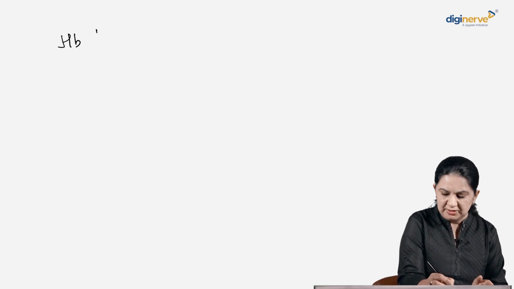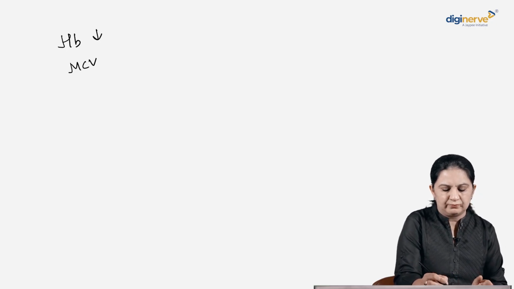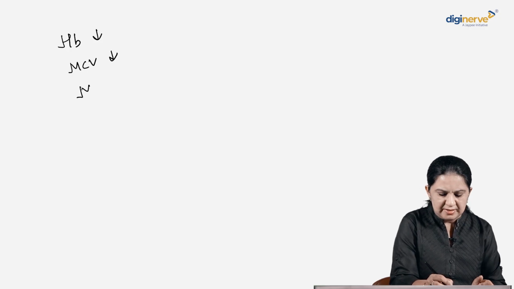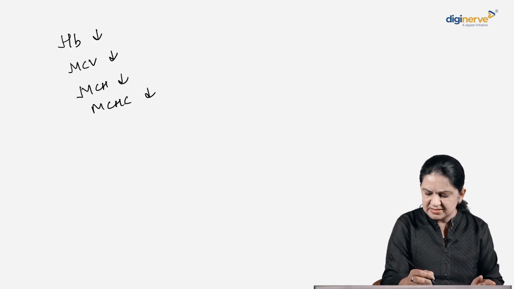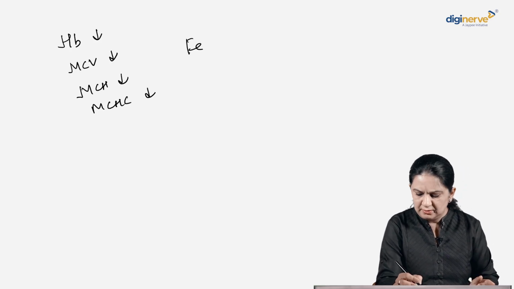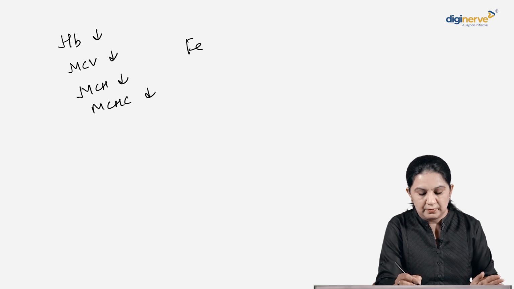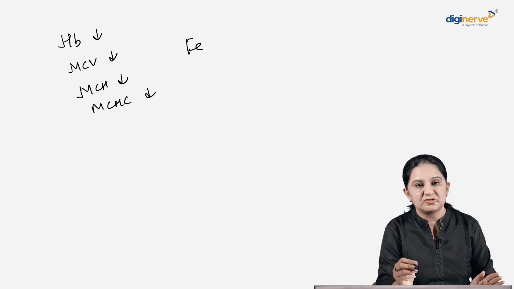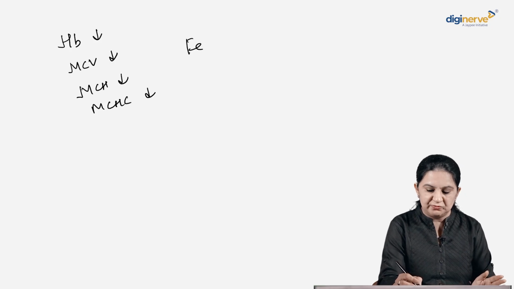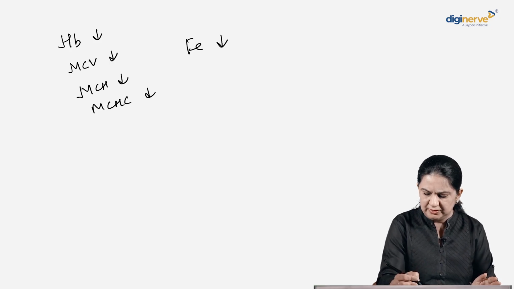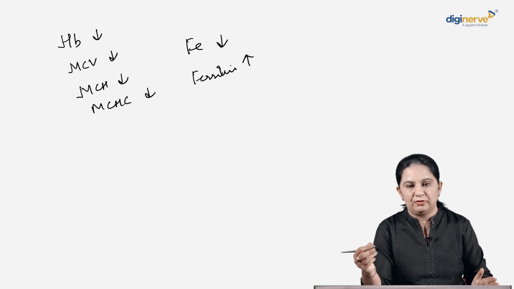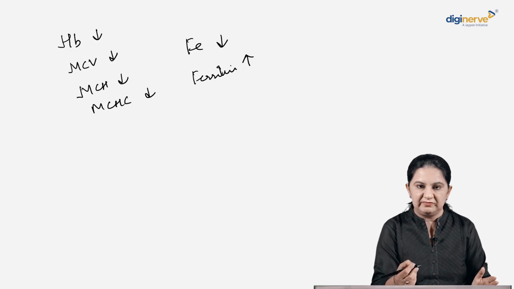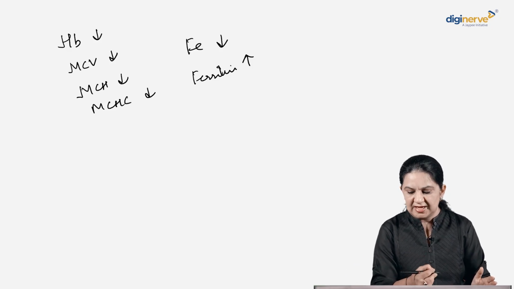Moving forward, what will happen to the hemoglobin? It will be less. MCV will be less. MCH will be less. MCHC, normal or slightly reduced. Iron study: will iron be low or more? Yes, iron will be low. Why? Because it was not absorbed. Its absorption was prevented by hepcidin. So iron will be low, but ferritin will be raised. Because iron is not moving out of the duodenal enterocyte, its level will increase in the enterocyte. It will be stored as ferritin.